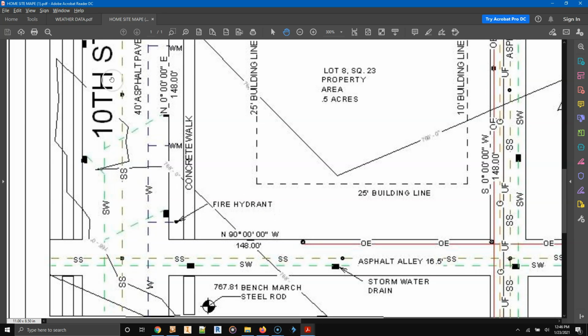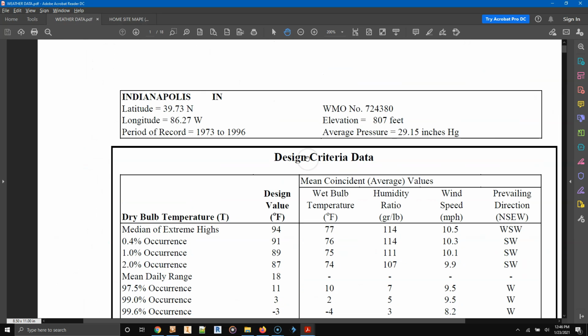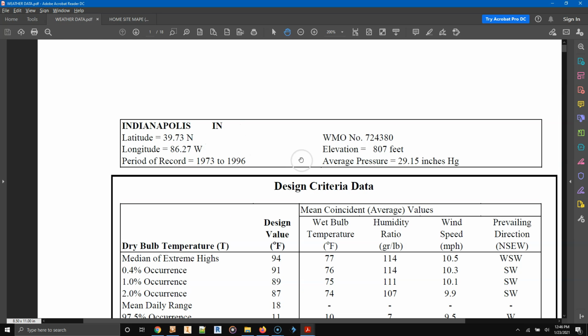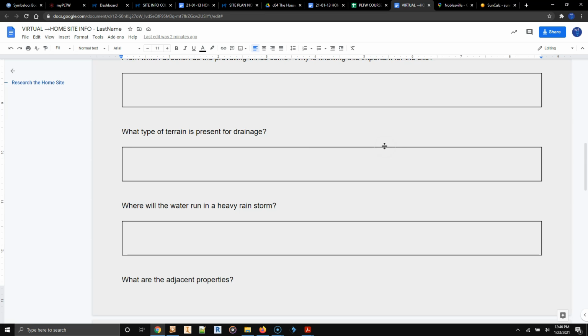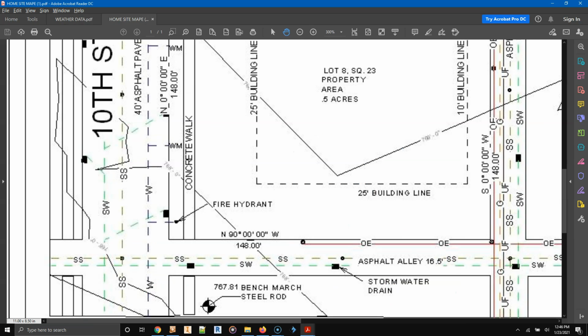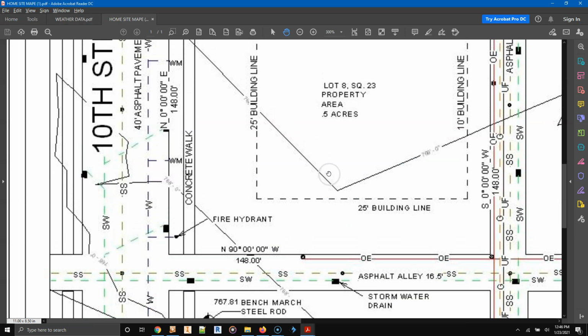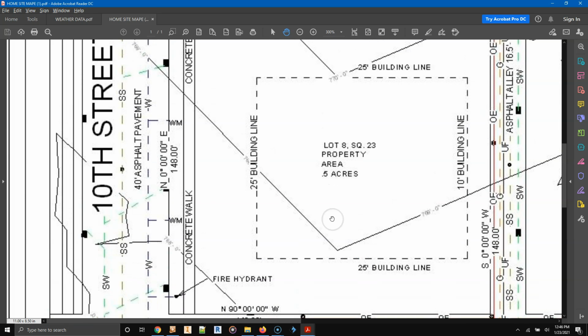Let's go back and look at our weather data at the very top. It has an elevation of 807 feet. Now this is Indianapolis. What this is telling us is that where our home is placed, that's the elevation.